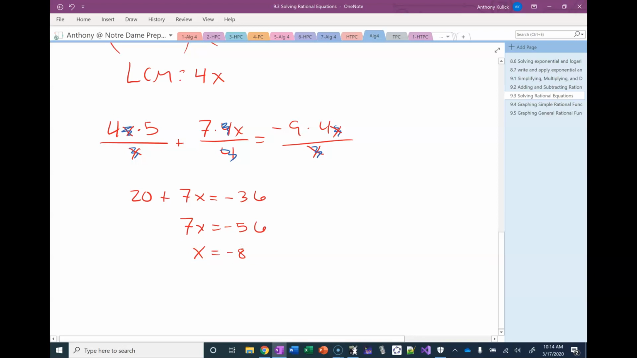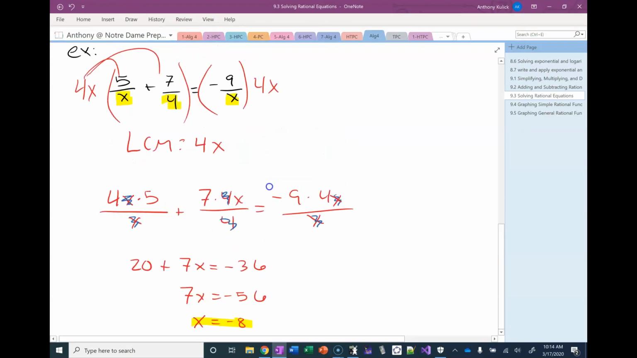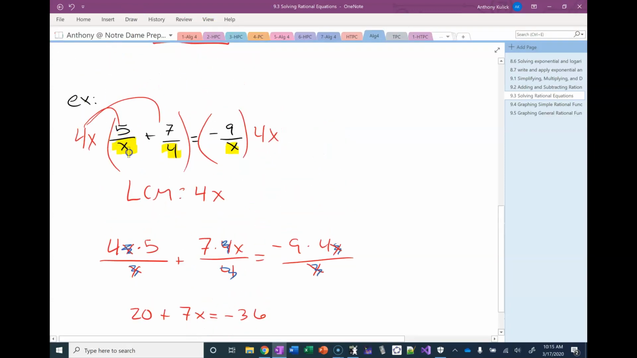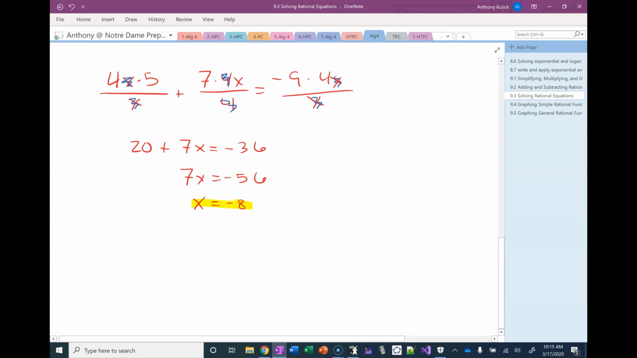But I'm not done. I still have to make sure I go back and check this. And when I go back and check, I have to check at the very beginning. If I plug -8 into x in my denominators, obviously none of those give me 0, so this answer is good.